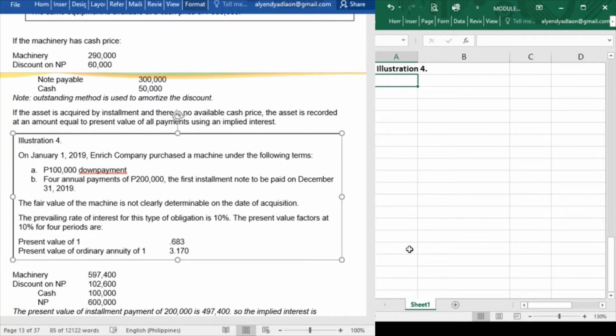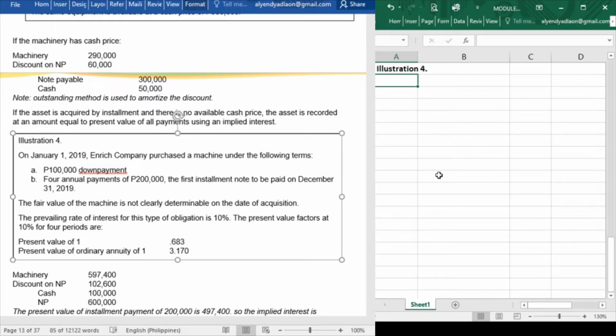The present value factors at 10% for 4 periods are: the present value of the lump sum, that is 0.683, and the present value of an ordinary annuity of 1, or the installment, that is 3.170. Now, before we make the journal entry, let us first find the cash price equivalent of the acquisition.